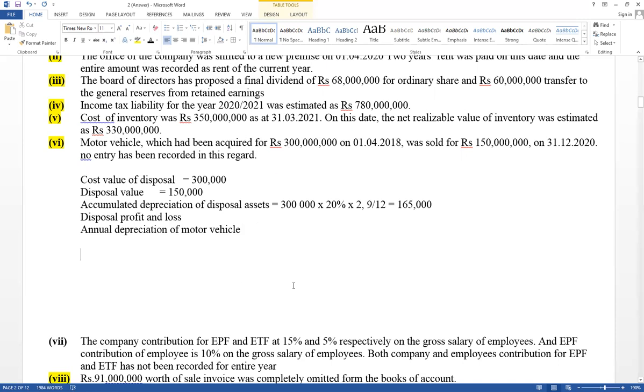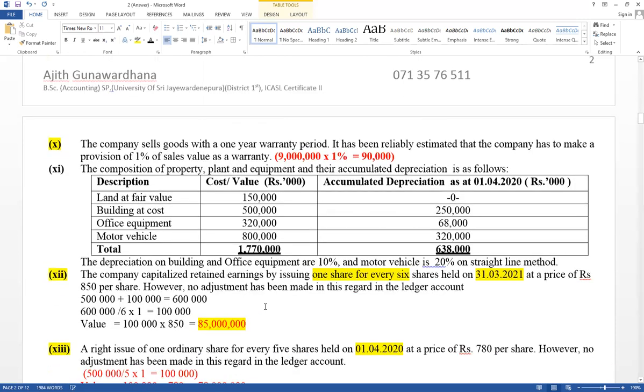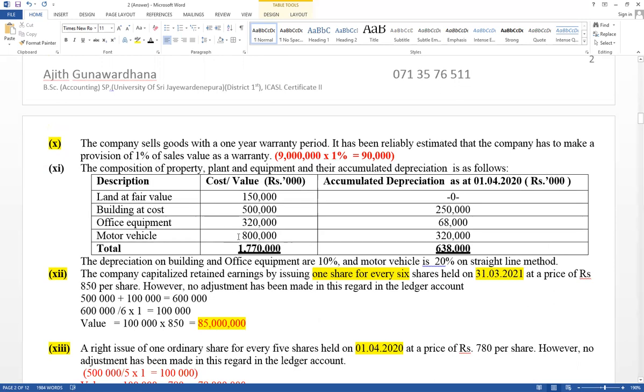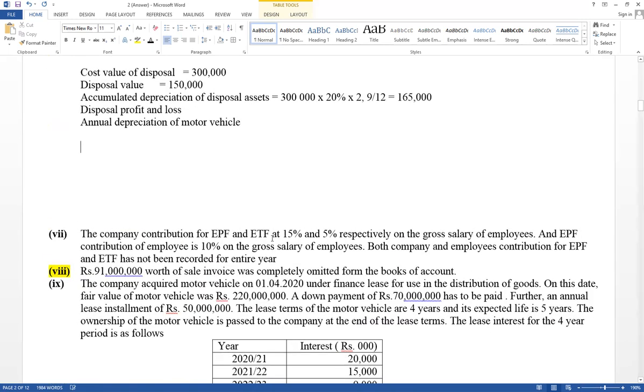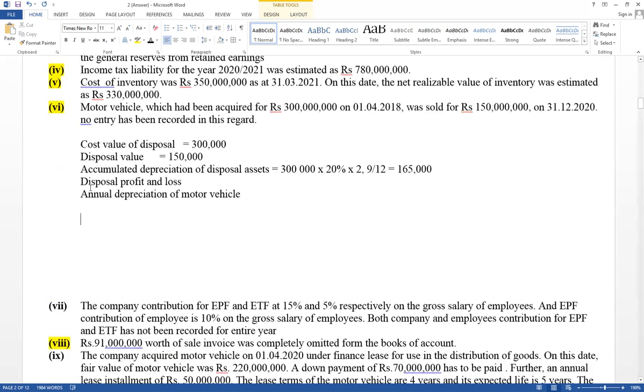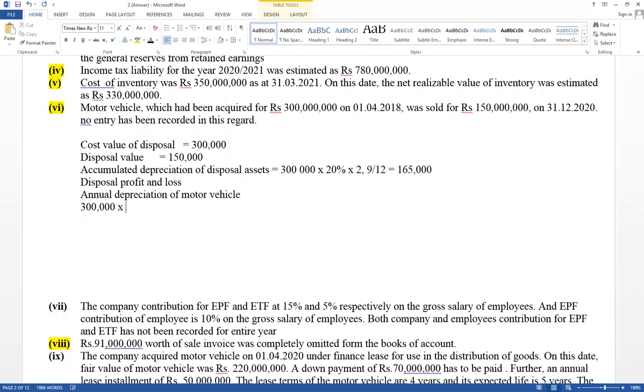Total motor vehicle available is 800,000, with an additional one given. But the disposal asset's cost value equals 300,000. Therefore, calculate annual depreciation. Disposal asset cost value 300,000, annual rate is 20%. But it was available only 9 over 12 during the current period, a 9-month period. Therefore, depreciation equals 45,000.